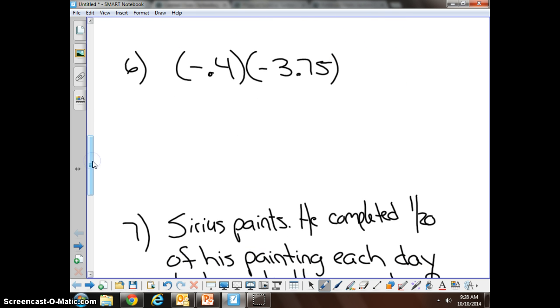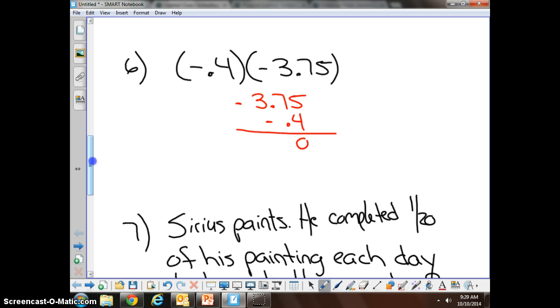Number 6. We are not multiplying fractions anymore. We are multiplying decimals. In this case, we are going to rewrite our problem so that it is an easier problem to show our work on. We have -3.75, and we're going to multiply that by 0.4. When multiplying decimals, you do your long multiplication process and worry about the decimals at the end.